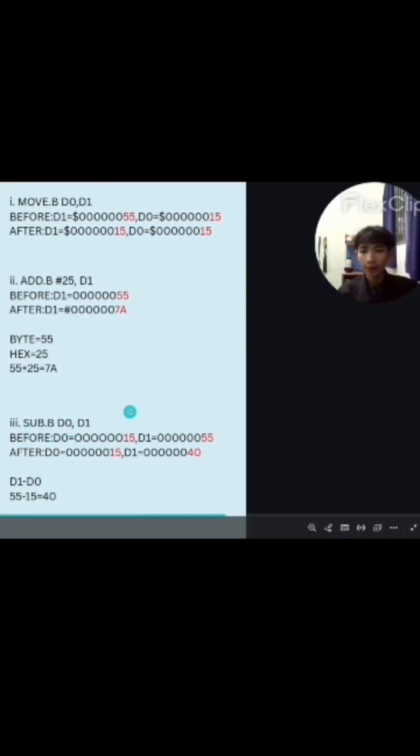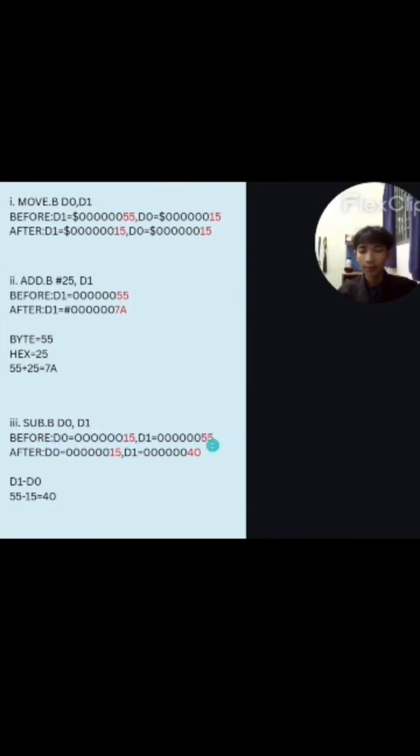For question C3, sub.b D0 from D1. Before, D0 holds a value of 15 and D1 holds a value of 55. For subtraction, it is a little bit different. D1 will subtract D0, so 55 minus 15 equals 40. 40 will be stored in D1 and D0 will remain the same.